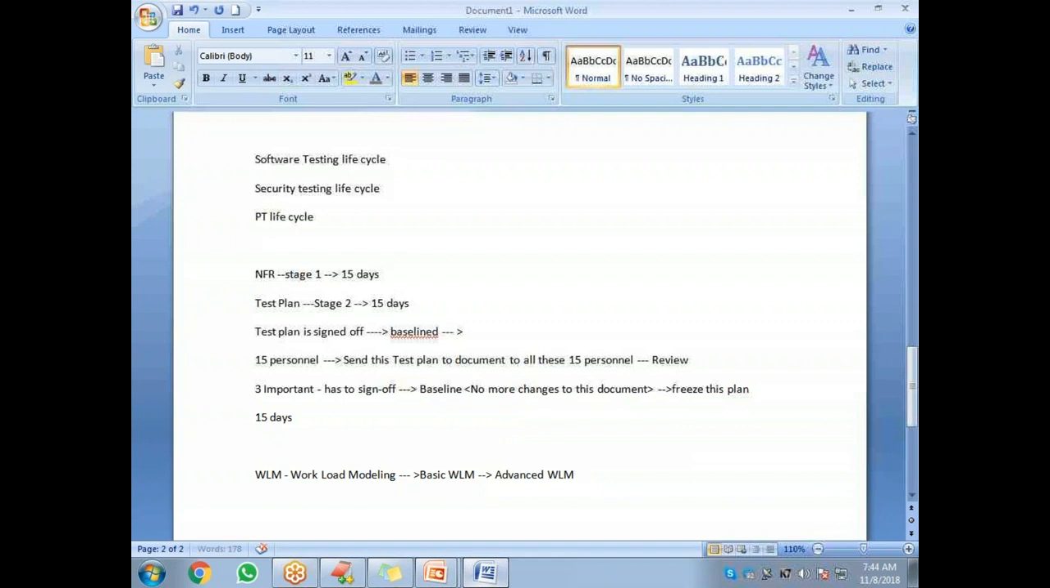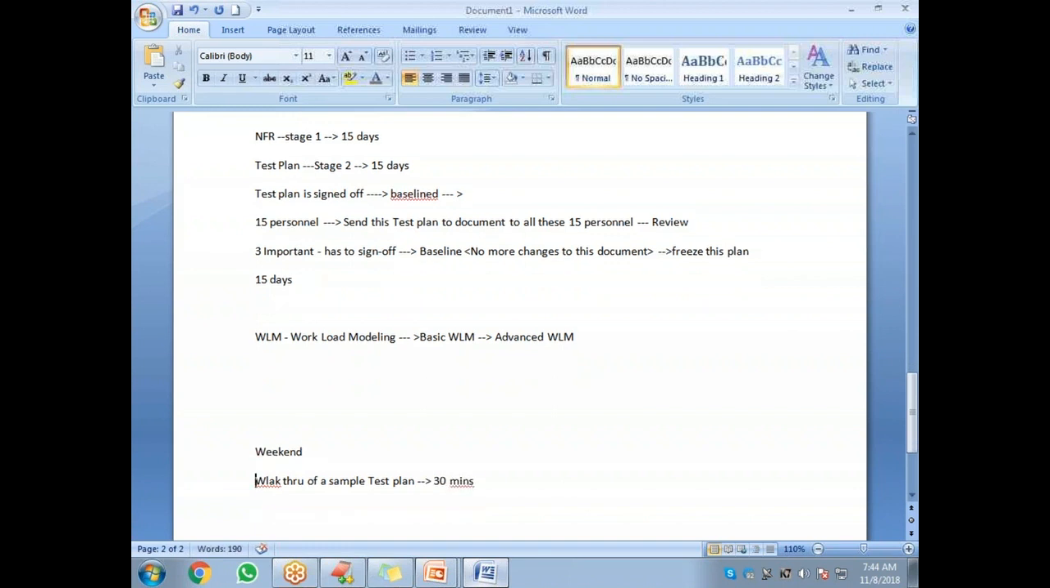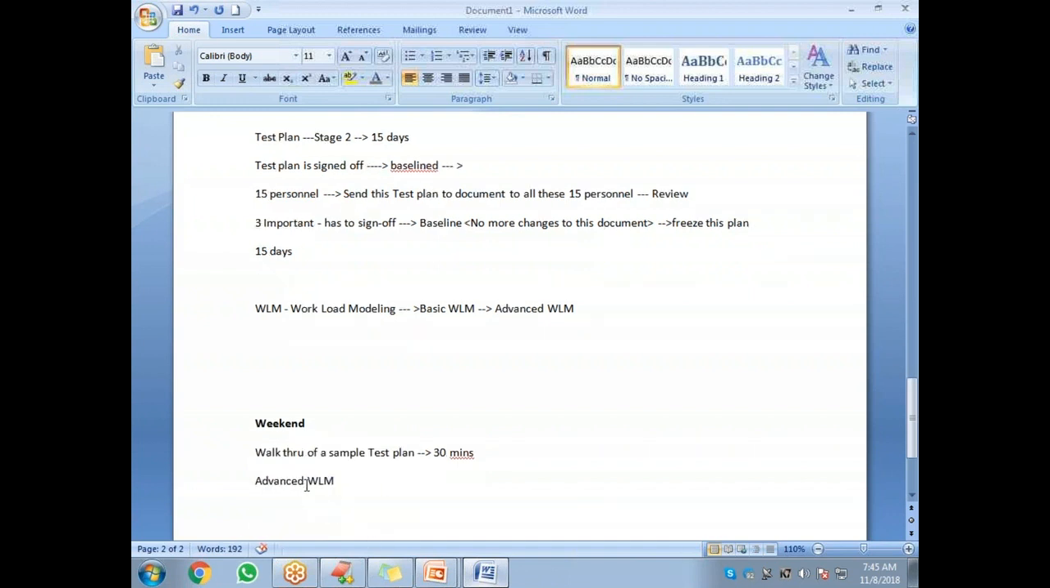So for the weekends, we have 2 tasks now. Walkthrough of a sample test plan. Probably we'll spend 30 minutes on that, and I will also share a sample test plan with you, a dummy or demo test plan. Then advanced workload modeling. In some cases, if you're going as a 6 or 7 years experienced candidate, they will give you certain situations and ask how you would do the workload modeling. That is what I will cover as part of this.